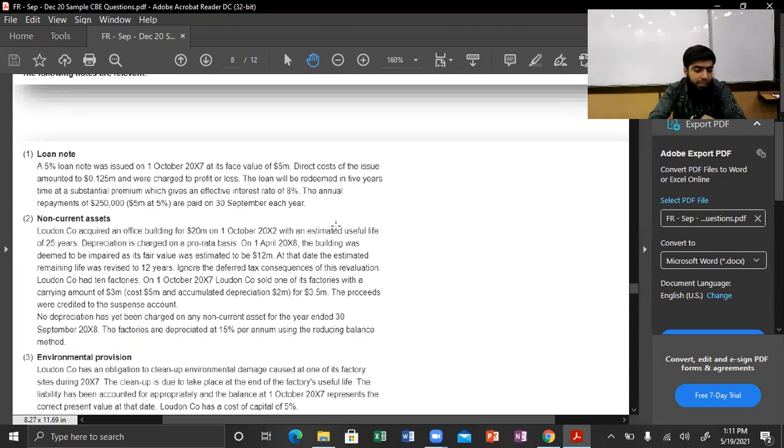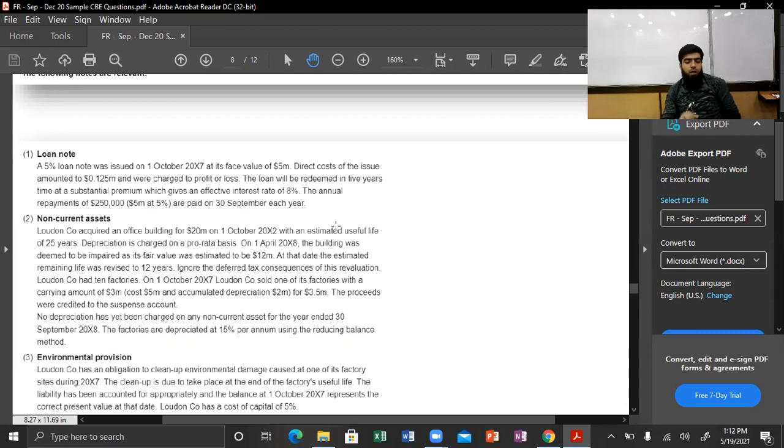So let's see what it is. Company issued a loan note of 5%. And what is the 5%? That is obviously the coupon rate. On 1st October 2007, at its fair value, that is the par value, and that is also the market value, that is the $5 million. Direct cost of issue amounted to 0.125 million and were charged to profit and loss.